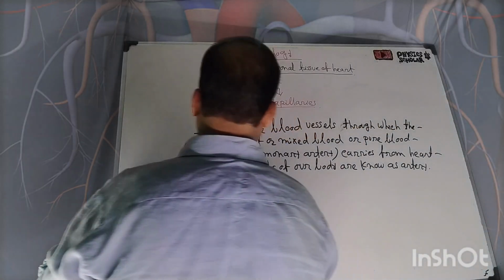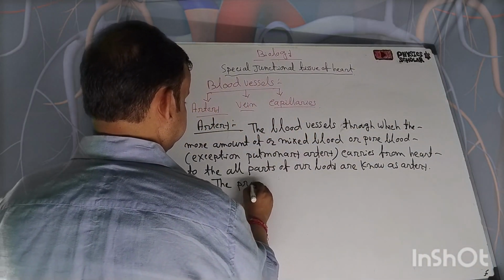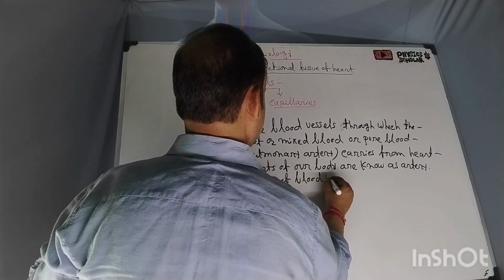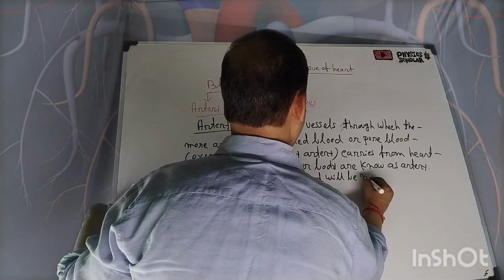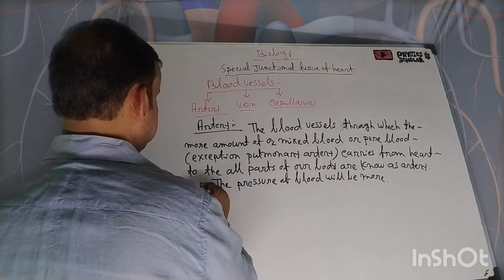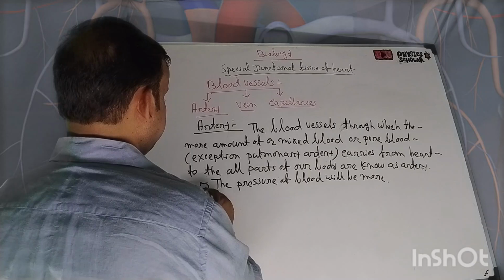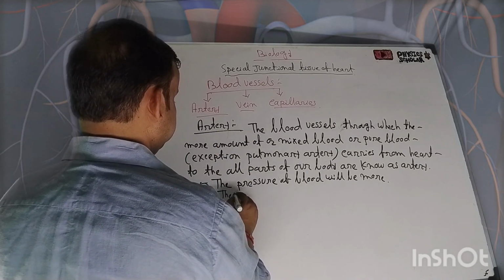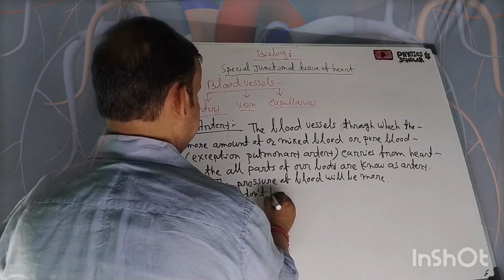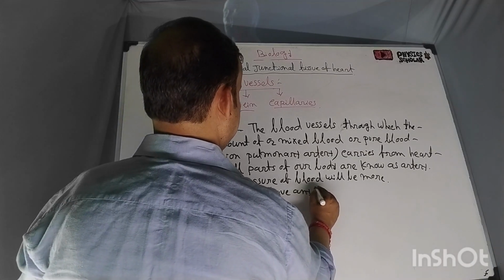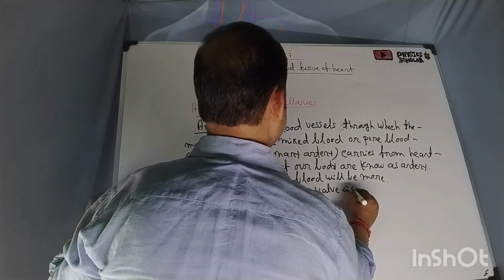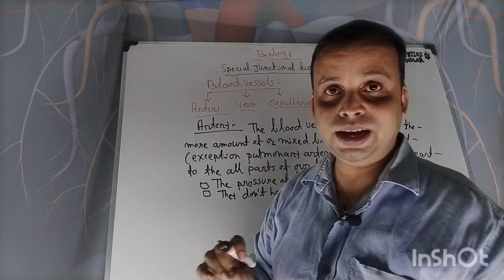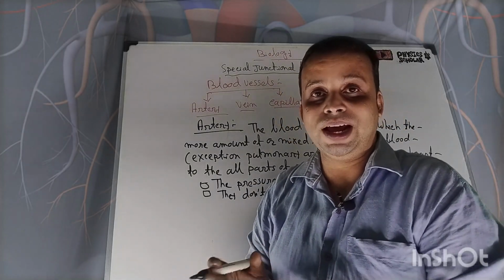So the pressure of blood will be more. Next one is what? The pressure of blood will be more. So next one, they don't have any valve inside it. Clear? And the muscles are so prepared that they can handle the extra pressure of the blood. Clear?